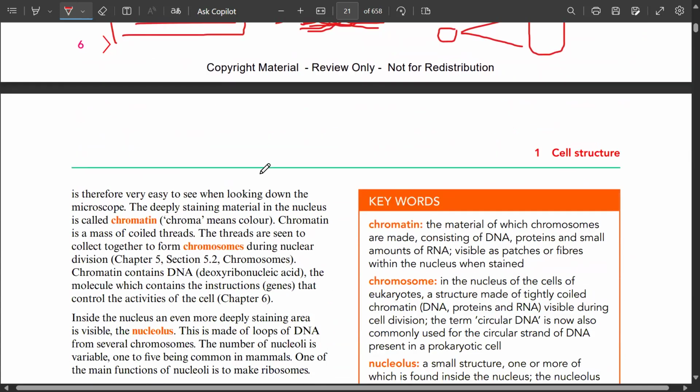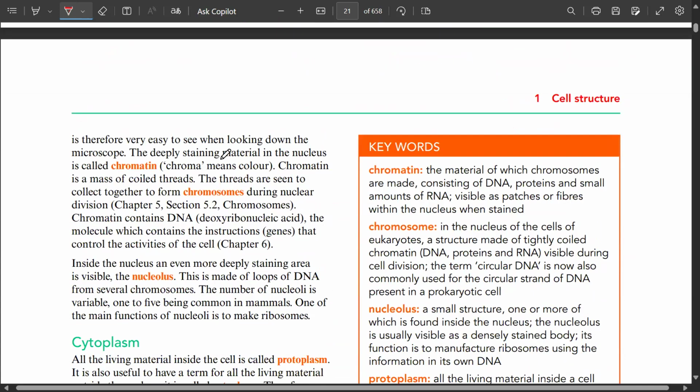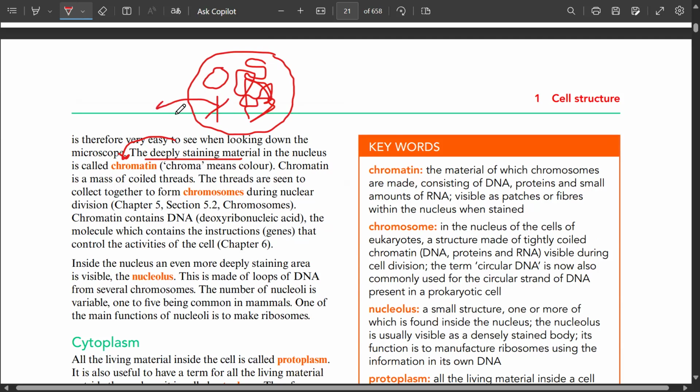So it is therefore very easy to see, when we're looking down a microscope, that a deeply stained material would obviously be the nucleus. Inside it there are chromatins. When we talk about the structure of a nucleus, it contains the nucleolus, and it also contains chromosomes. And if the chromosomes are tightly packed like this, they would be called chromatin.